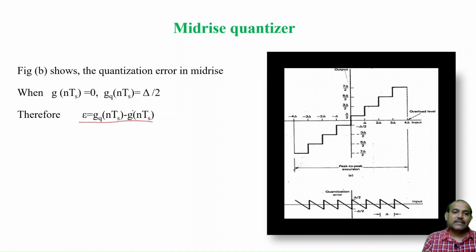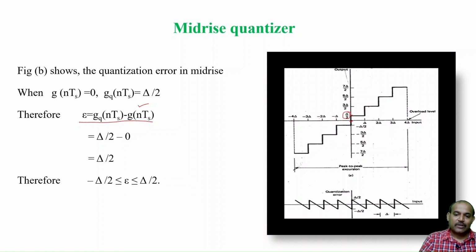When g of nTs is 0, what is the sampled value? It is plus delta by 2. So when your input is 0, you are coding the output to delta by 2, therefore delta by 2 minus 0, so you get delta by 2. Again, the error can range between minus delta by 2 and plus delta by 2, and the maximum error you get is at 0, because when your input is 0, I am coding it to plus delta by 2 or minus delta by 2.